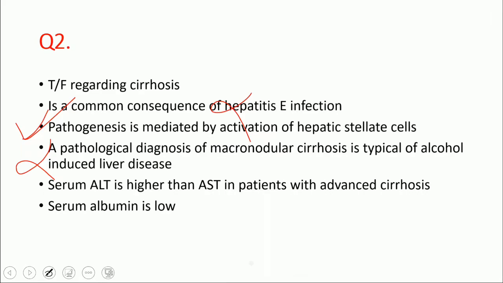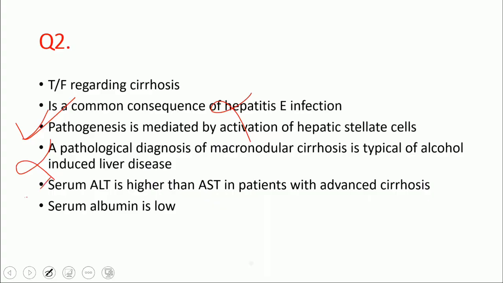The transaminases are usually not significantly elevated, right? That is because the liver cells are sort of exhausted and dying, and there's fibrous tissue replacement. So don't expect to find transaminases elevated to the thousands. They might be slightly above normal, and it is AST higher than ALT. It's not the other way around, right?